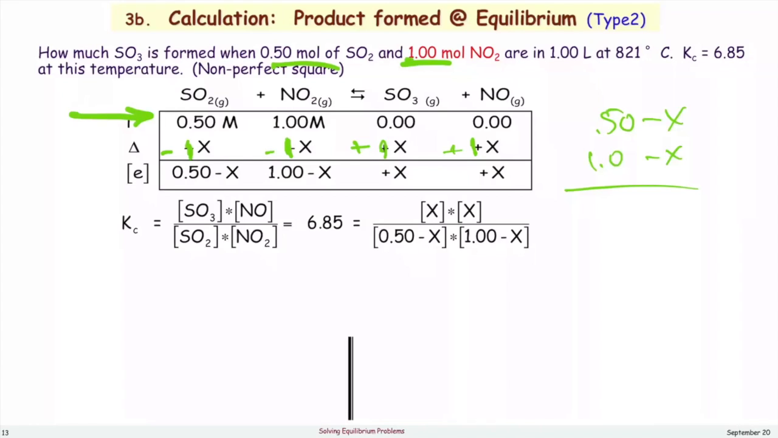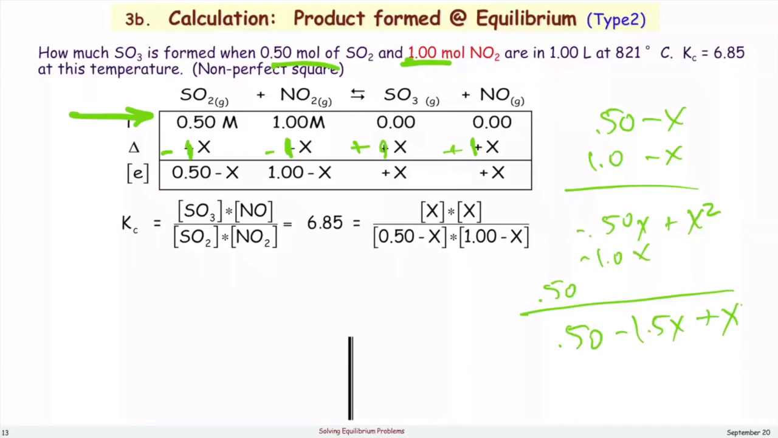AX squared plus BX plus C equals 0. You can't just take this equation as written and try and solve it using that quadratic app. You need to express it in the form AX squared plus BX plus C equals 0. So this is what we're going to do. Remember that minus X times minus X is X squared. This is 0.50 minus X. This is 1.0 minus X, and then 1 times 0.5 is just 0.5. So this whole quantity is 0.5 minus 1.5X plus X squared. That's in the denominator.